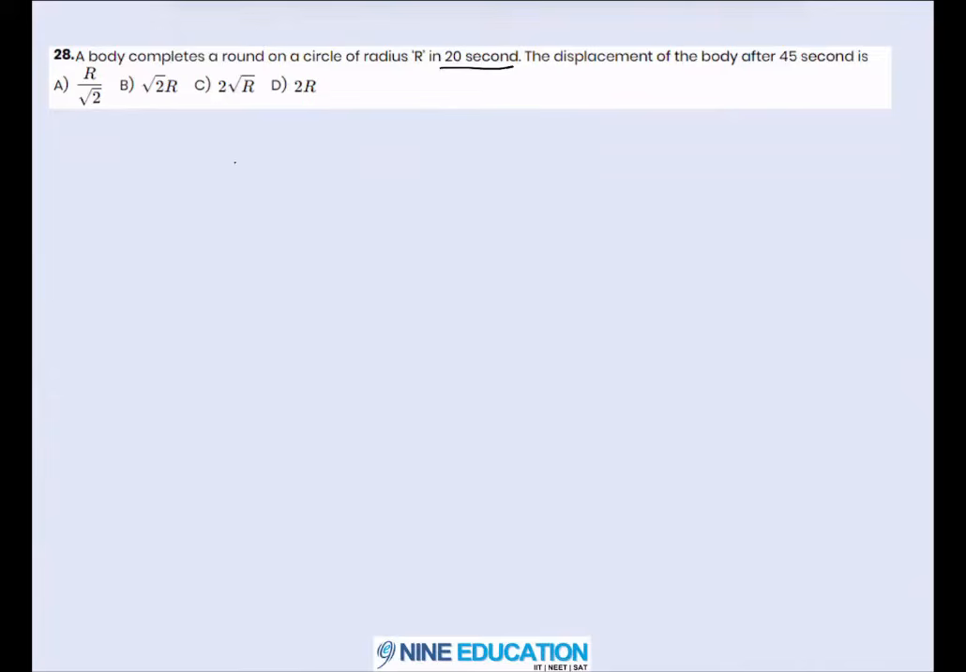So it is completing one rotation in 20 seconds.